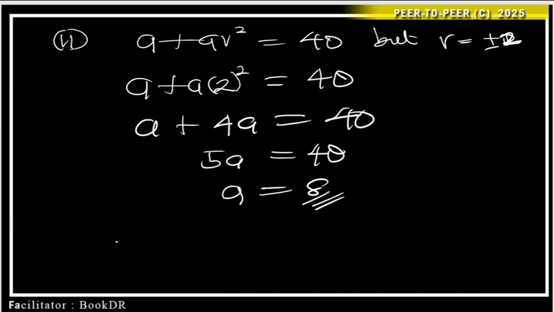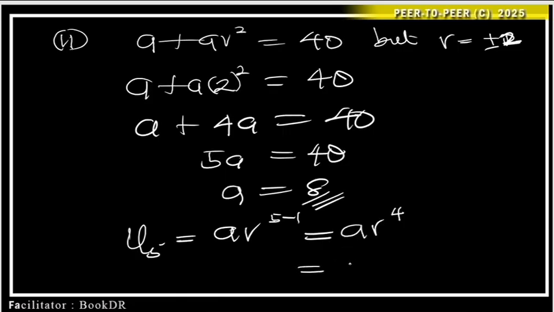In order to find the fifth term, we'll throw in the values of our a and r. u5 is equal to ar to the power 5 minus 1, and that will be ar to the power 4. The first term is 8. For the common ratio, we can pick either 2 or negative 2 because the power 4 will yield the same result. So 2 to the power 4, and that will yield 128.